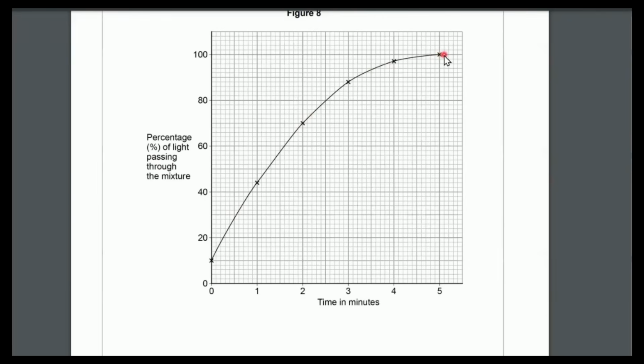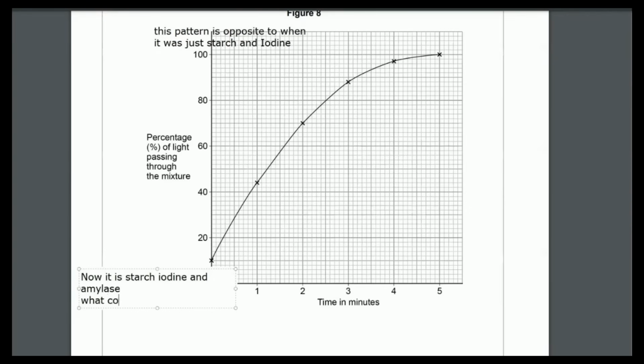Percentage of light passing through the mixture, we can see here it's increasing over time in minutes. So what's happening here? It's the total opposite of the graph we looked at originally, graph 7. So what is happening over time to the amount of starch? As starch increased, less light got through because it got darker. But here, something is happening to the starch.